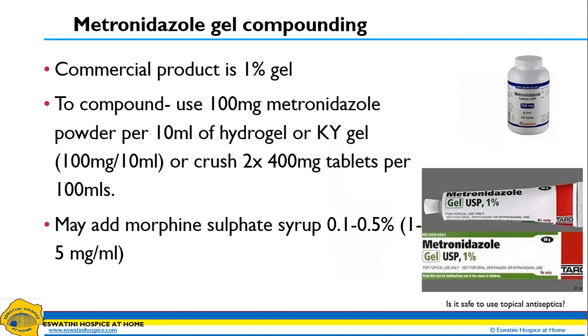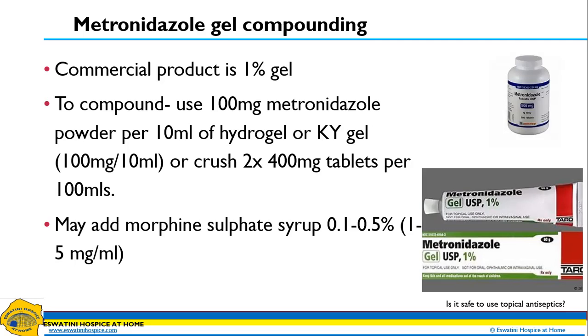Then we have metronidazole gel, but sometimes we don't have metronidazole gel. So if there's a pharmacist, they can help us make a 1% gel, but if we cannot buy it, we can make it for ourselves, which is a concentration of 100 milligrams of metronidazole per 10 ml of hydrogel or a KY gel.